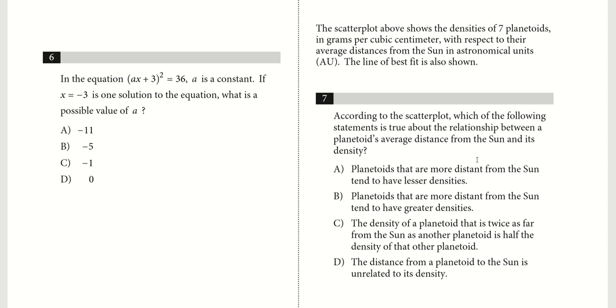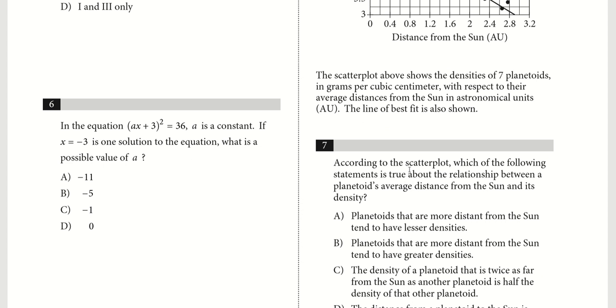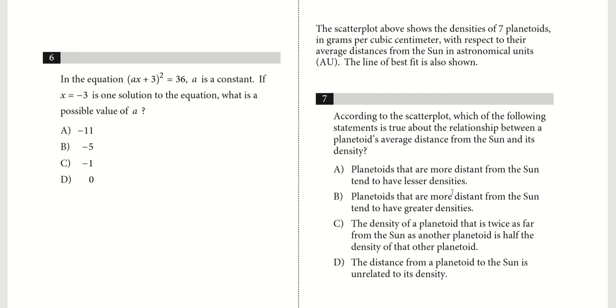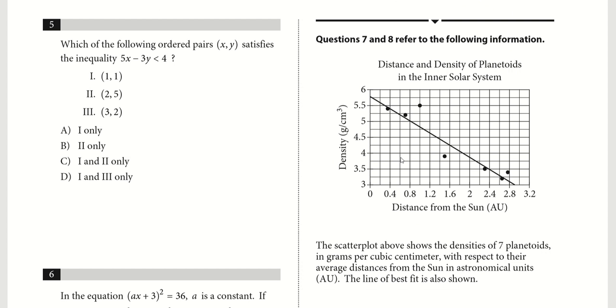A. Planetoids that are more distant from the sun tend to have lesser densities. Okay, that definitely seems to match what we just observed, but let's just look at the other options to be sure. B. Planetoids that are more distant from the sun tend to have greater densities. Okay, that's not true because that means the line would be going this way. The greater from the sun, the larger the density, but that's just not what we see.